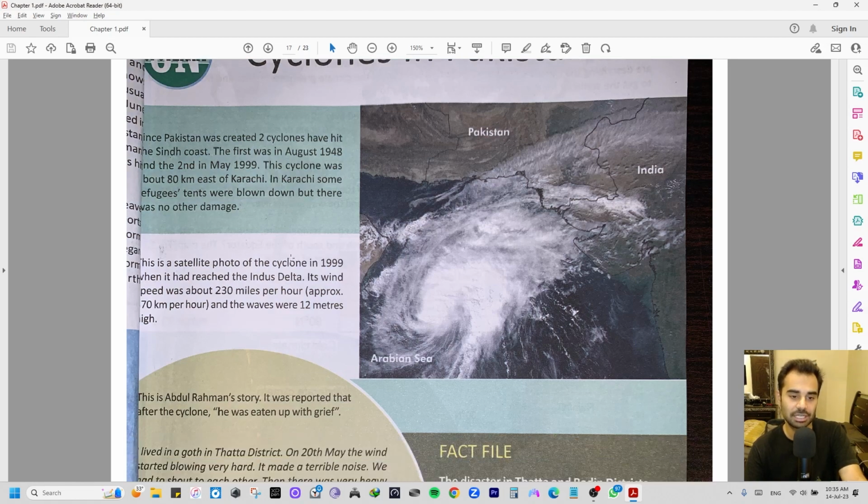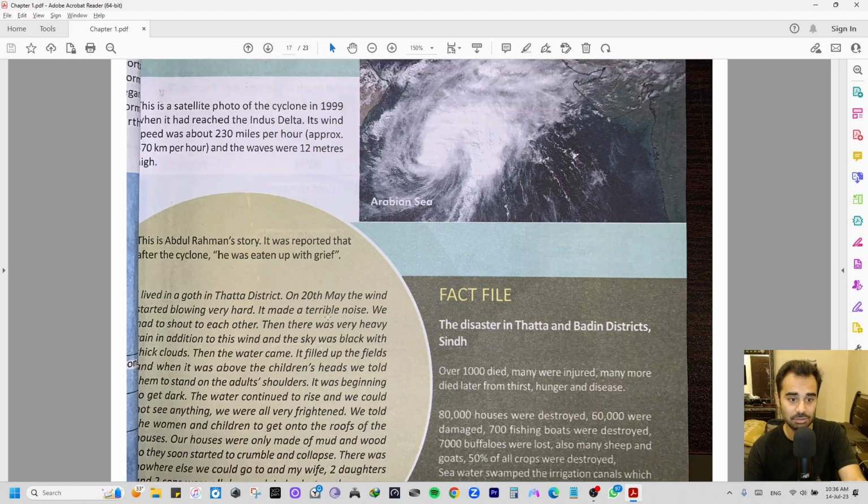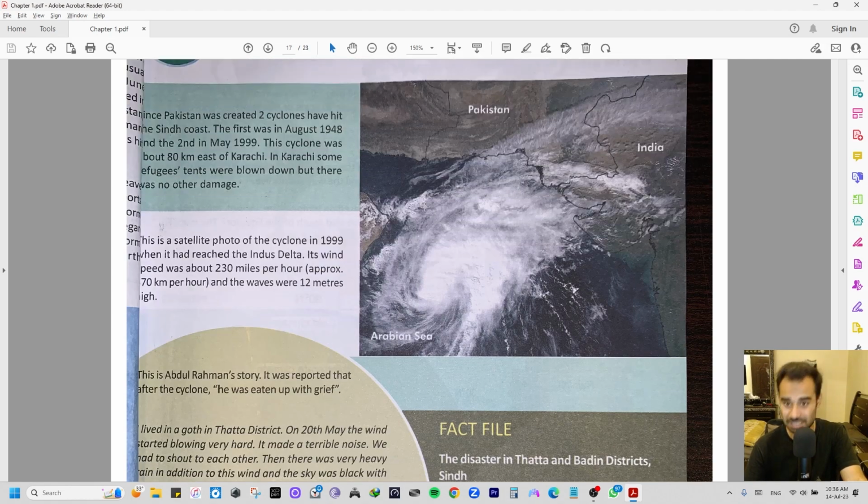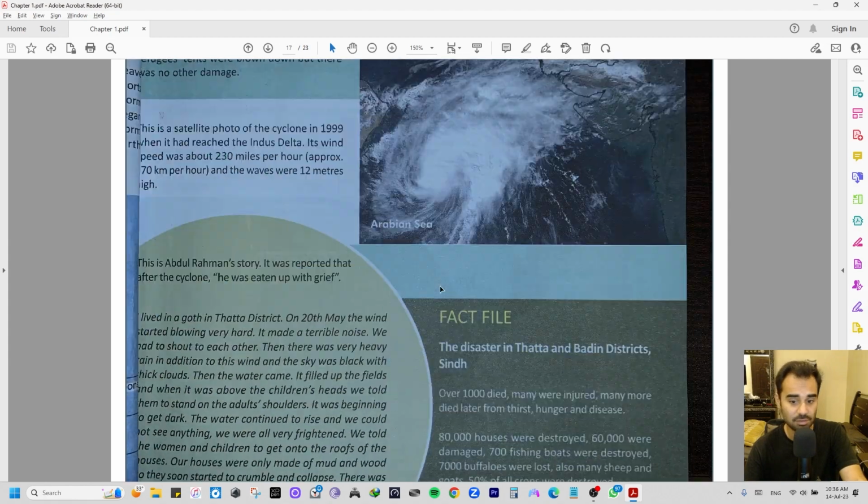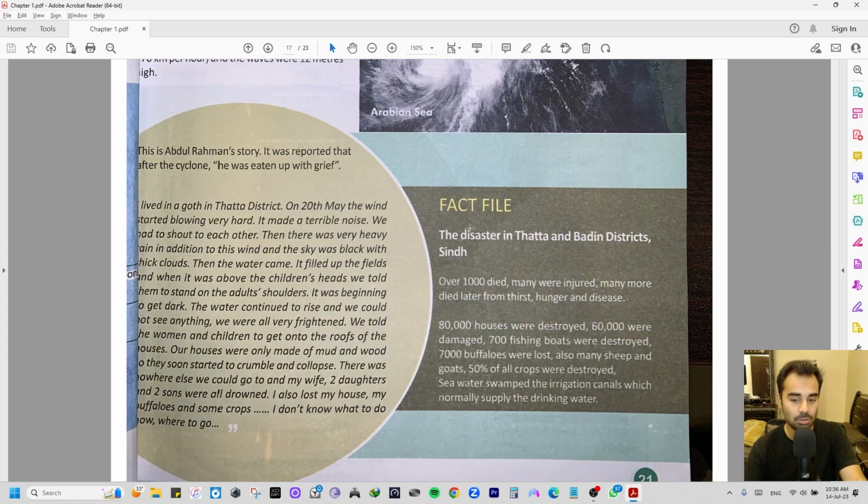When it had reached the Indus Delta, its wind speed was about 230 miles per hour. That's a lot. That's around maybe 370 kilometers per hour. And the waves were 12 meters high. That's really scary. I mean, imagine if this would have hit the coastline, it would have caused a lot of damage.